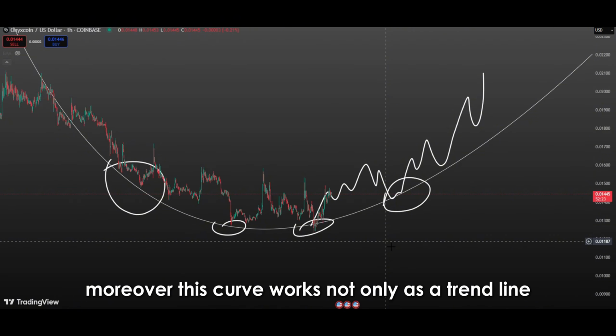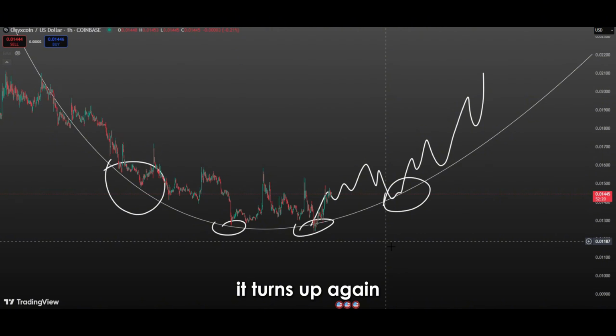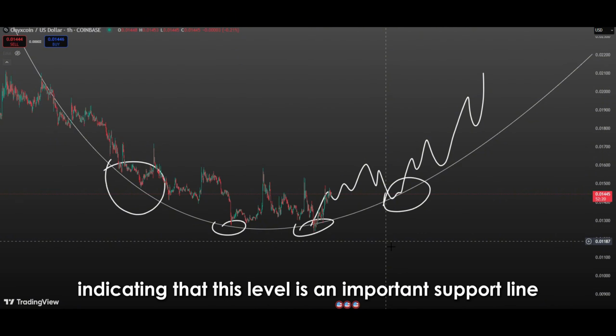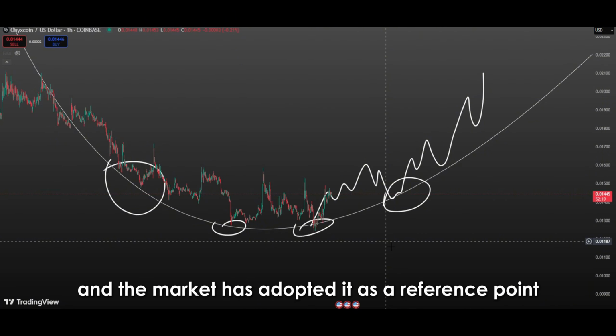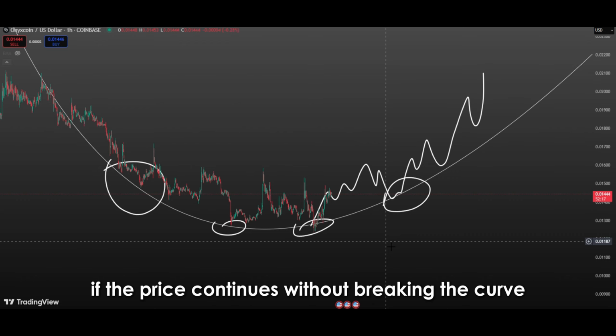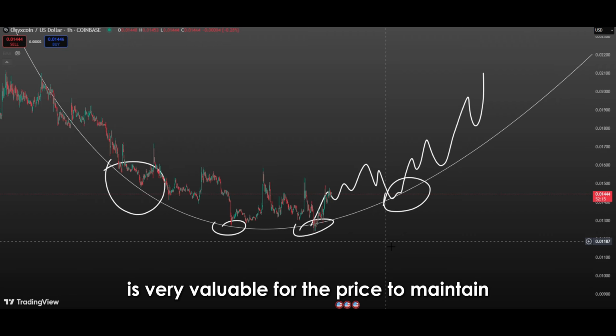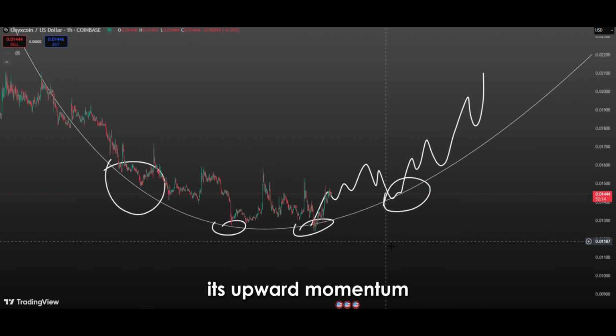Moreover, this curve works not only as a trend line but also as a dynamic support zone. Every time the price touches this curve, it turns up again, indicating that this level is an important support line and the market has adopted it as a reference point. In such cases, if the price continues without breaking the curve, it confirms the strength and continuity of the trend. Not breaking the curve is very valuable for the price to maintain its upward momentum.